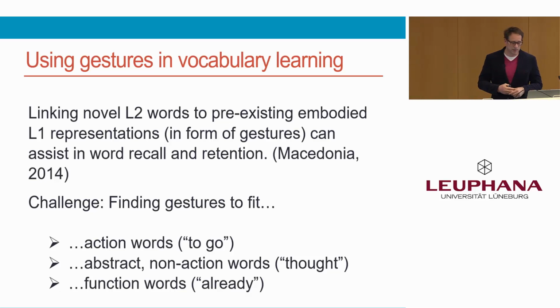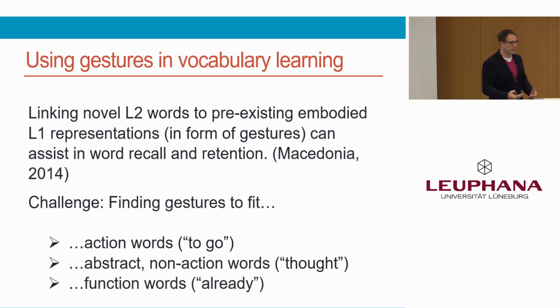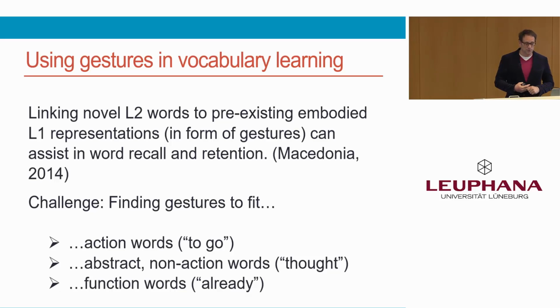The challenge is finding gestures to fit various kinds of words. Now with action words, this would probably be easier. So if you have to link to go or to walk, you could just start walking, right? And that would be your gesture, or your movement. I would actually not only call it gestures, but possibly movement as well. Now with abstract words, it might be trickier. So how would you gesture thought? Yeah, you do something here, right? It's not quite as one-to-one mapping, but there could be something there.